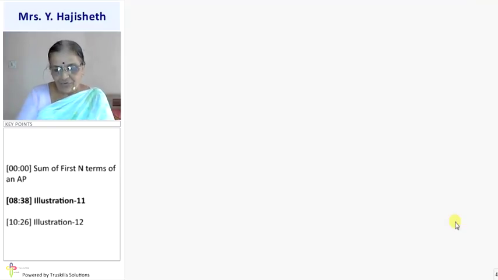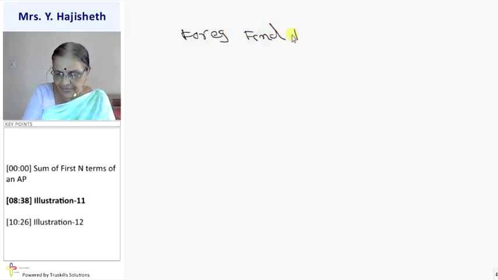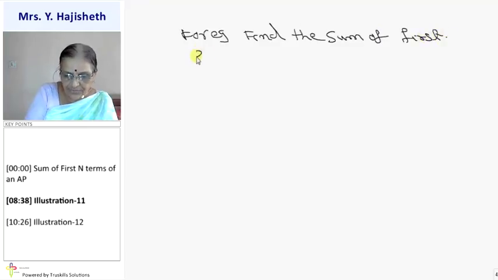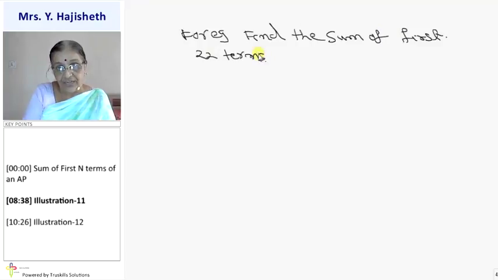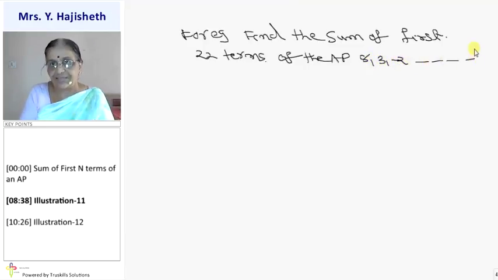Now see, for example, how to use this formula. Suppose I say find the sum of first 22 terms. Sum. I am not asked to find the 22nd term. I am asked to find the sum of first 22 terms of the AP 8, 3, minus 2, and so on.